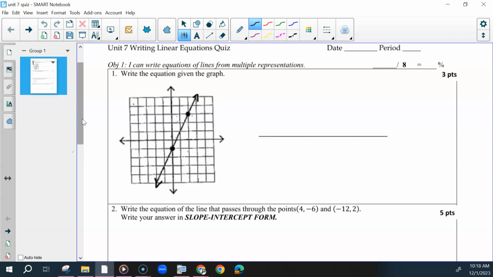Number 1, you had to write the equation of the graph. So this should have been y equals 2x minus 1. The 3 points there: was it in the right format? Did you get the right slope and simplify? Did you get the right y-intercept? Questions on that one?